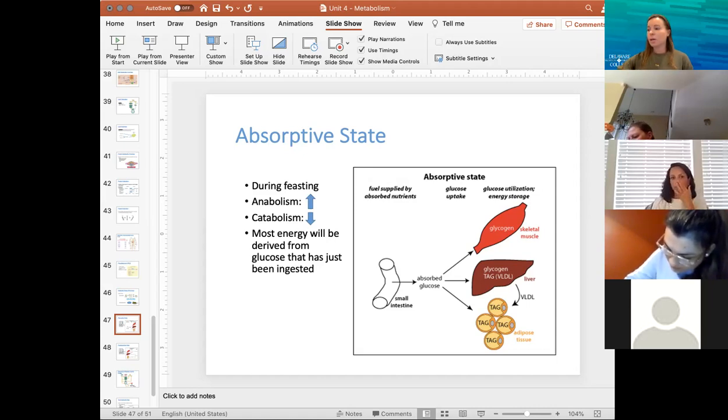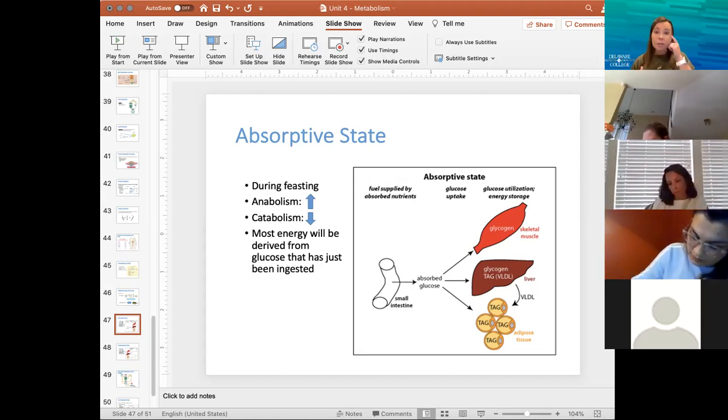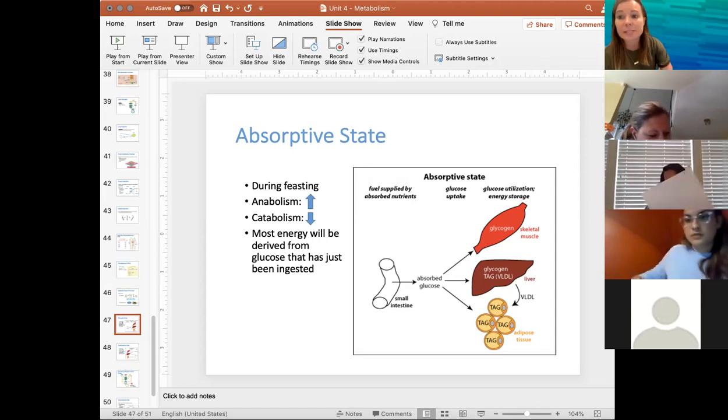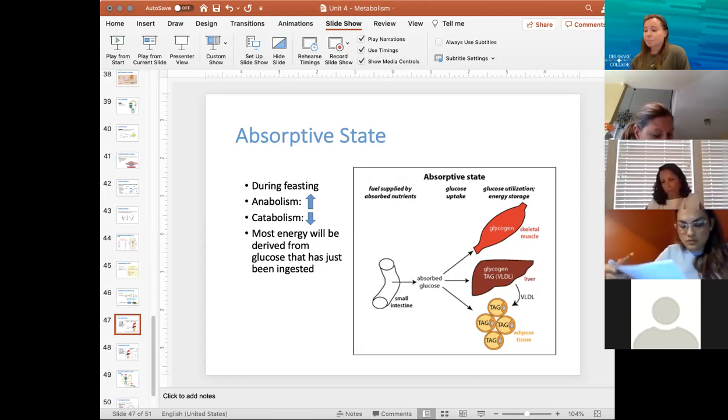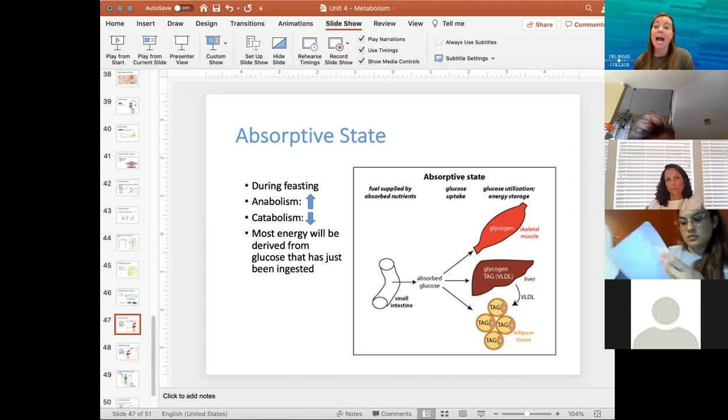Good. I am running out of time, so let me get to the post-absorptive state. I'm going to skip that section on diabetes really quickly. You have almost all the information there for it anyway. The other situation is the post-absorptive state. So like I said, this is pretty much the exact opposite of the absorptive state. This is when you're performing a lot of catabolic reactions. You're breaking down the nutrients that you have stored.